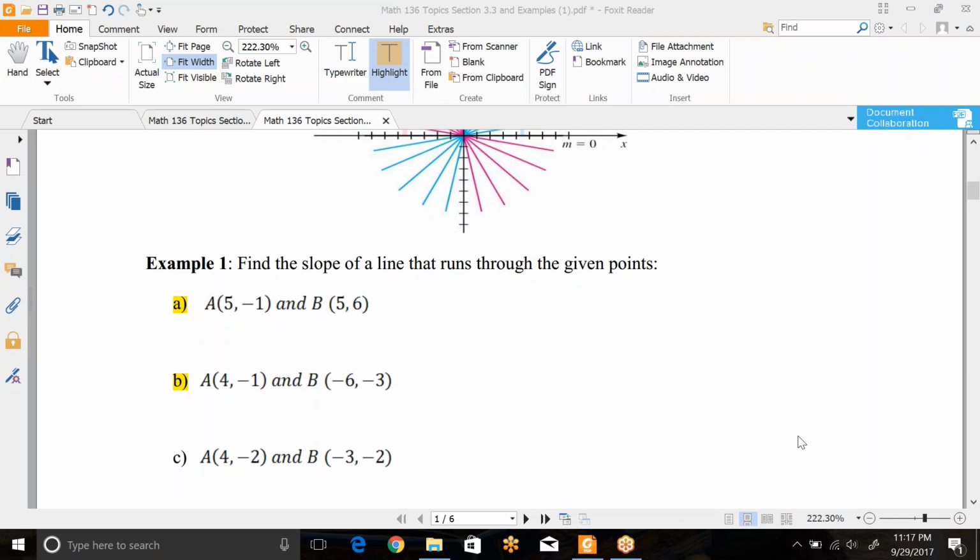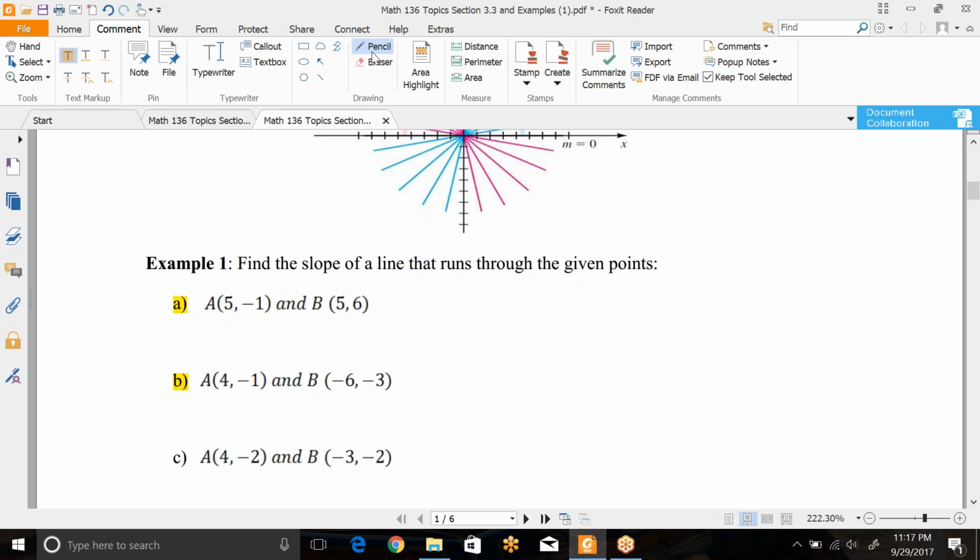All right, this is a video on the extra examples from section 3.3, which is over linear equations, how to write the equations and how to graph linear equations. So this first one says find the slope of a line that runs through the given points. So we're using our slope formula, y2 minus y1 over x2 minus x1.